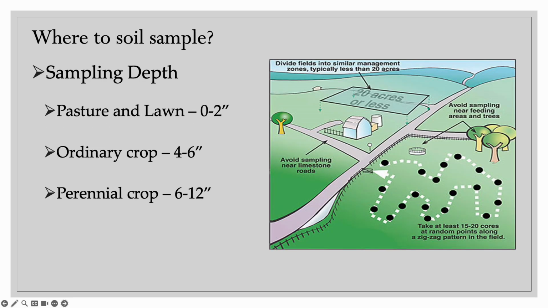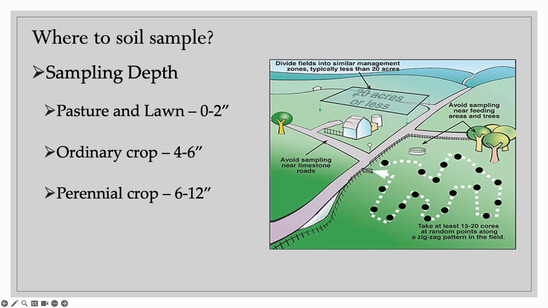When we talk about where to sample and our sampling depth, you can see the different depths for the different types of crops that you're growing. For pasture or lawn, somewhere around 2 inches is going to be fine, because you have to think that our root system in a pasture or in a lawn is not going to be very deep. So we're really going to apply those nutrients and make sure that they're in the root zone, which is where we want to put that.